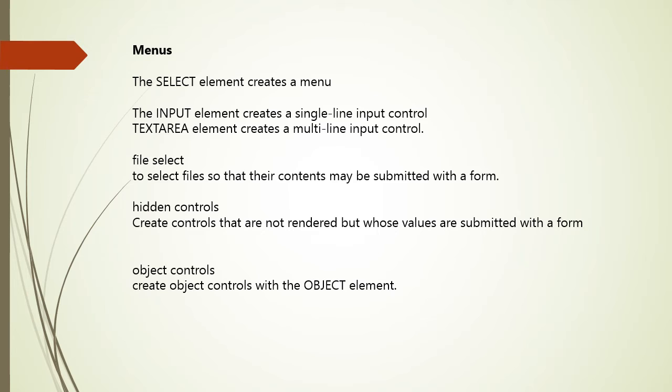File select. This control type allows the user to select files so that their contents may be submitted with a form. The input element is used to create a file select control. Hidden controls. Users may create controls that are not rendered but whose values are submitted with a form. Users generally use this control type to store information between client-server exchanges that would otherwise be lost due to the stateless nature of HTTP. Next is object controls. Users may insert generic objects in forms such that associated values are submitted along with other controls. The elements used to create controls generally appear inside a form element but may also appear outside of a form element.